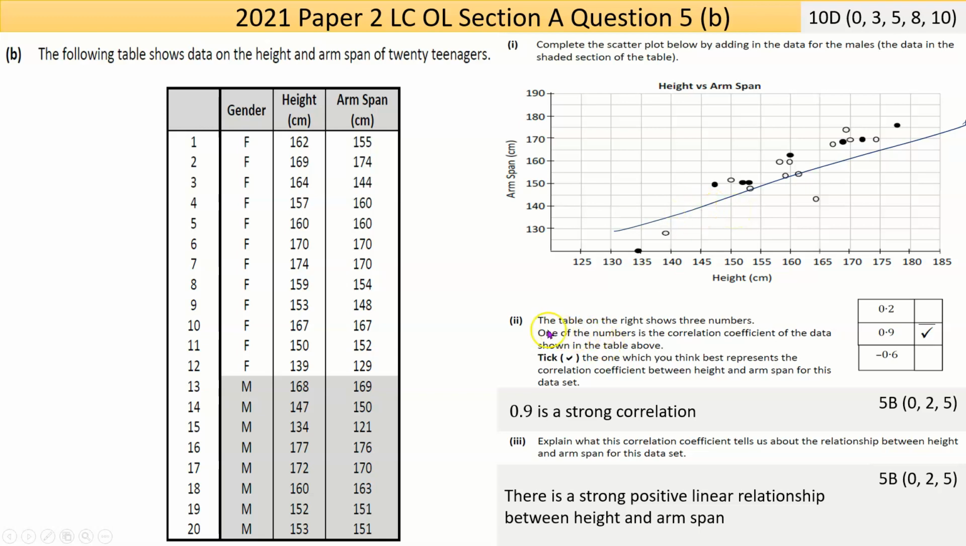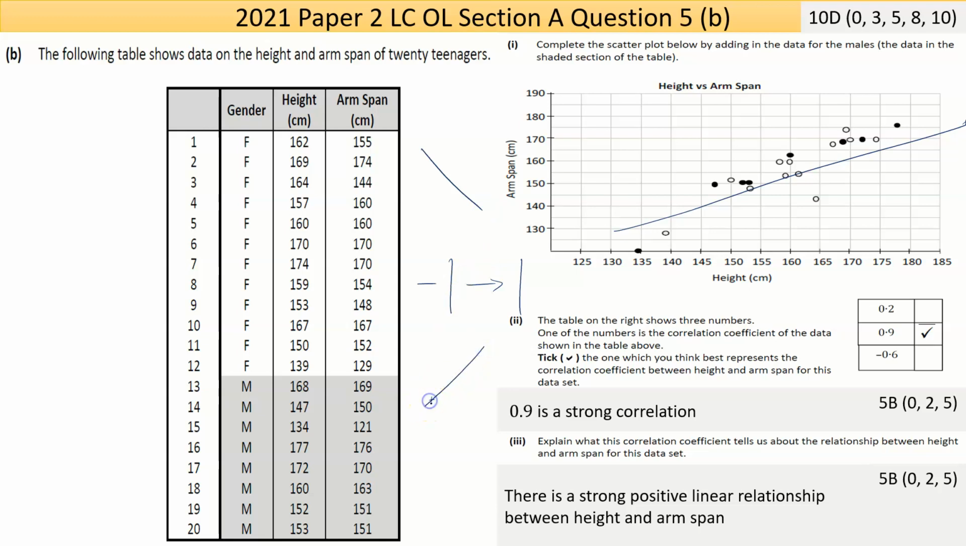Now, what it's asking in the second part, part 2, you see the answer, but the table on the right shows 3 numbers. One of the numbers is the correlation coefficient of the data shown in the table. Tick the one we think best represents the correlation coefficient between height and arm span for this data set. Now, initially I went 0.2 when I did this myself. I was kind of going, they're pretty spread out, but 0.2 is close to no correlation. Correlation goes from -1 all the way to +1. A little bit different than probability, which goes from 0 to 1. So negative correlation will be going down. Okay, going down.